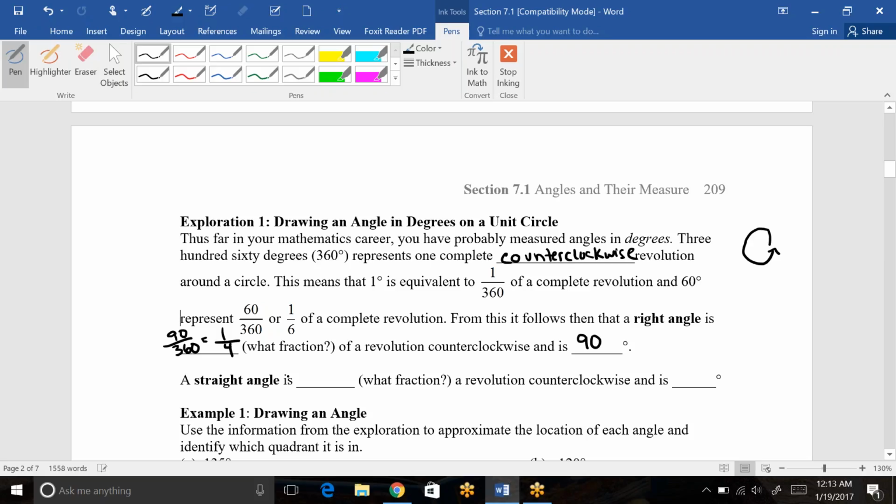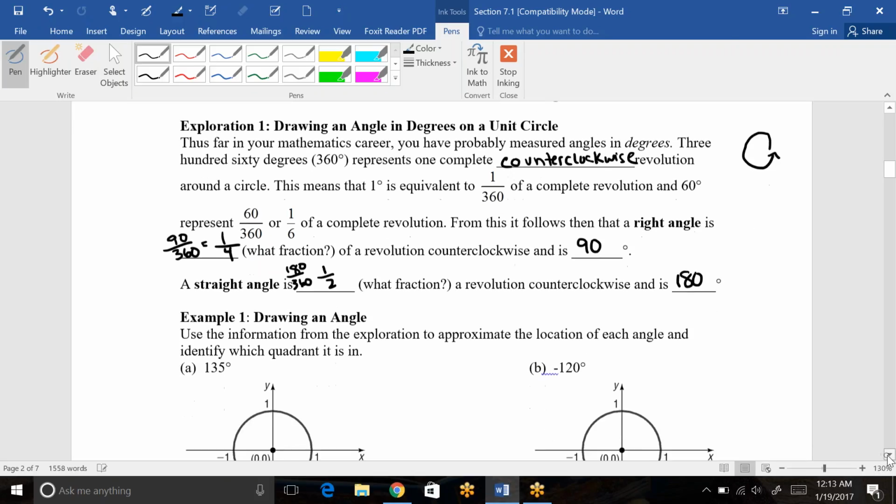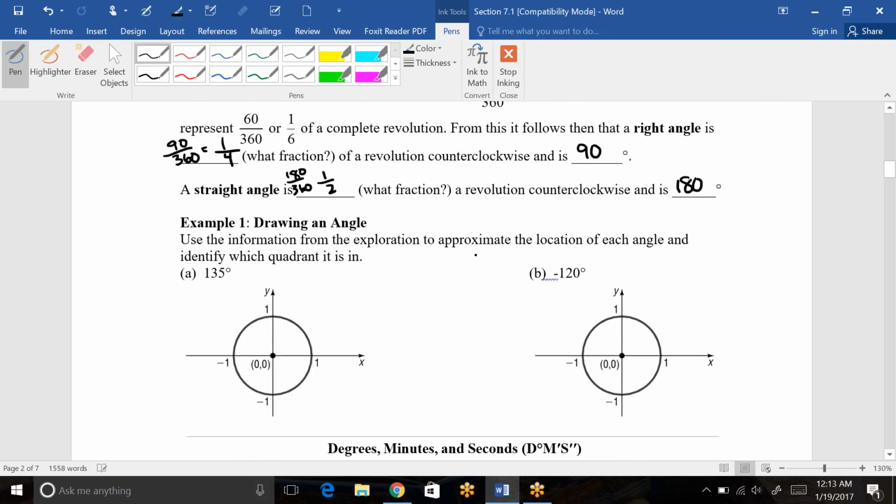A straight angle is 180 degrees because it's a straight line, and it is at a half. So for us, remember that correlates to 180 out of 360. So drawing an angle says use the information from what we've learned to approximate the location of each angle and identify what quadrant it's in. So we know that this is 90 because that would be 1/4, because we can think of that as our quadrants. This would be 180 degrees. This is 0. This would be 90 more because we're going another quarter, so this would be 270 degrees. And this would end up being 360 also, as well as 0.